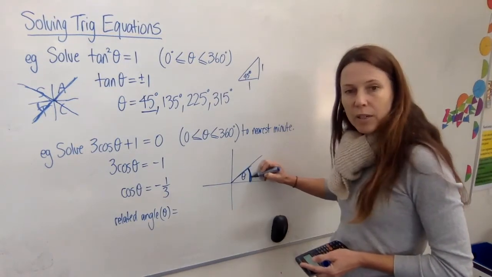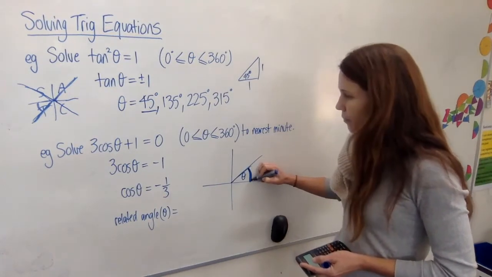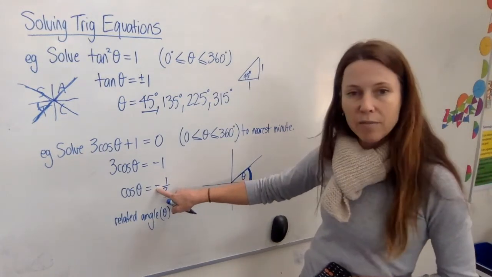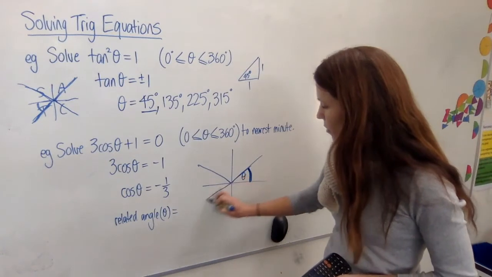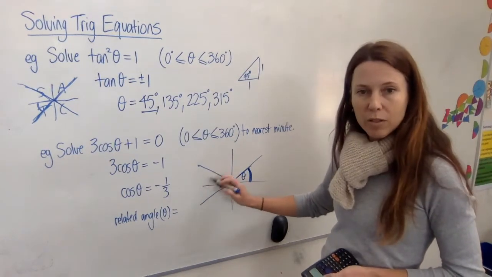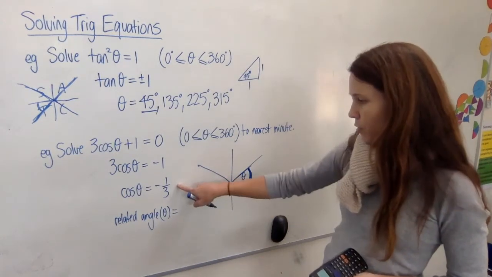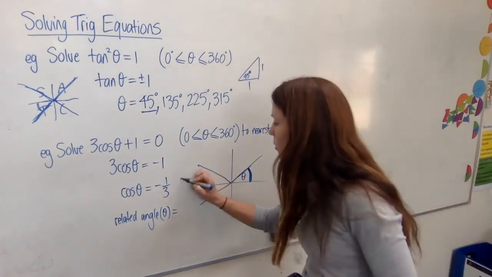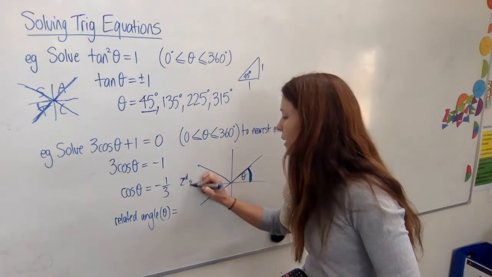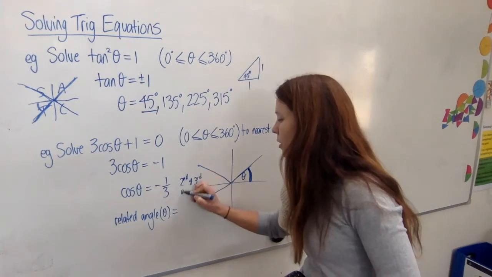Because if we know what the acute angle is, then we know how to make it negative. For cos, to make it negative, you've just got to put it over here and over here, because the second and the third quadrants is where cos is negative. And if you want to jot that down, once you see the negative there, you can go, hey, that's a clue. It's got to be second and third quadrant.